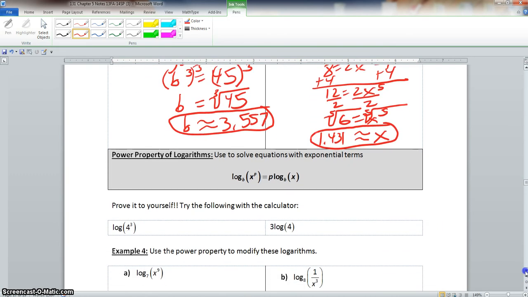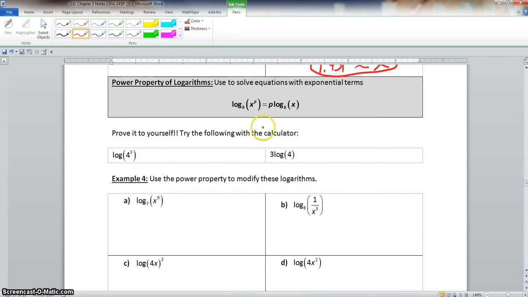It says power property of logarithm used to solve equations with exponential terms. Log b of x to the p is equal to p log base b of x. If you notice, this exponent goes in the front. So let's try that here. We have log, and you know this base is considered to be 10. 4 to the 3rd power.